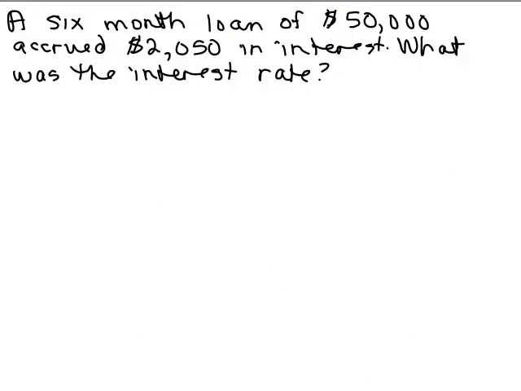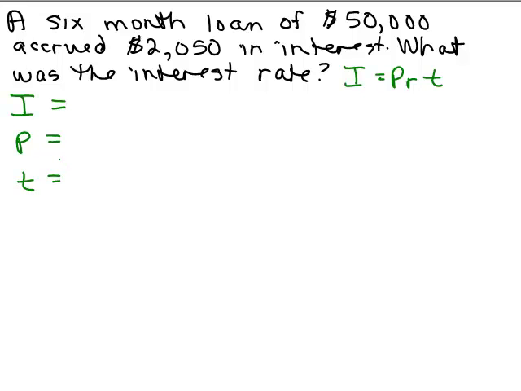All right, here's our second problem. A 6-month loan of $50,000 accrued $2,050 in interest. What was the interest rate? Okay, so again, we know that interest is principal times rate times time. So let's see, interest, principal. We don't know what the rate is, so I'm not going to write it. That's what we're looking for. And time. What are each of these?